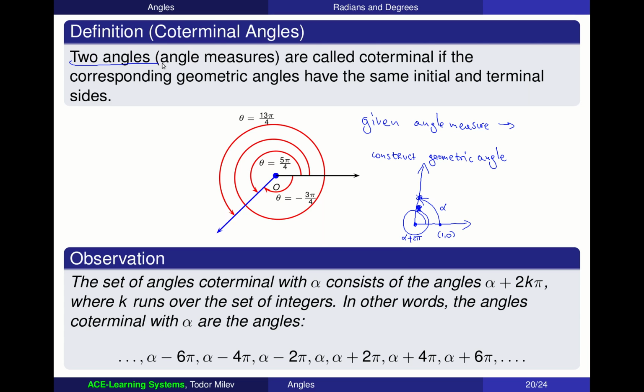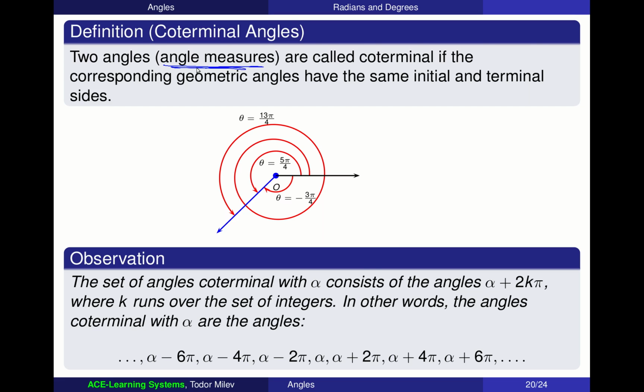Two angles are called coterminal if the corresponding geometric angles are the same, literally coincide. They have the same initial and terminal sides. Here we have to be super careful in distinguishing two completely distinct uses of the word angle. Once we use the word angle to mean the measure of an angle, and once to denote a geometric angle. A geometric angle is a configuration of two rays and a vertex, and an angle measure is just a number.